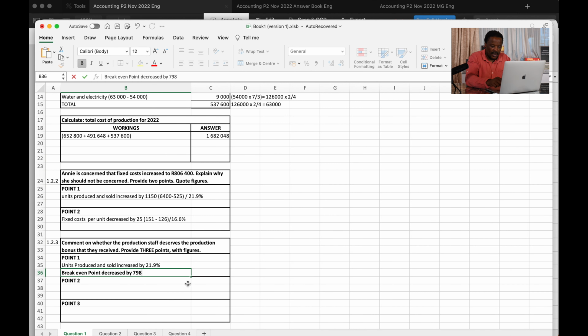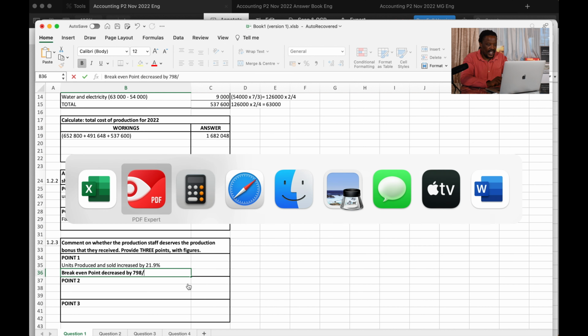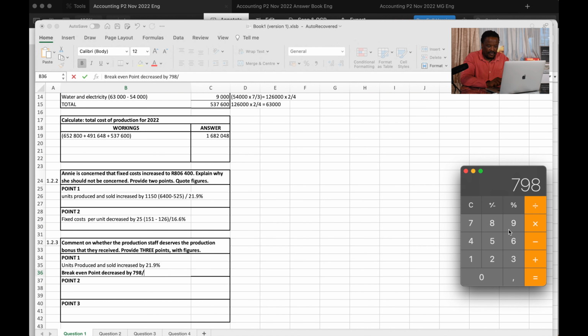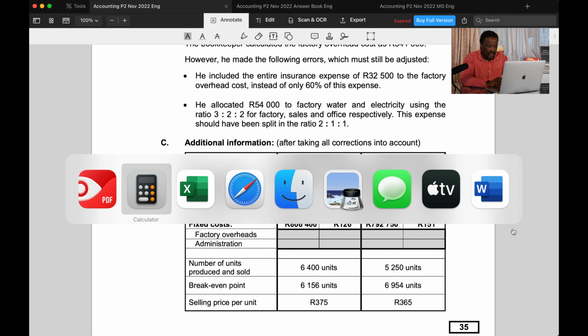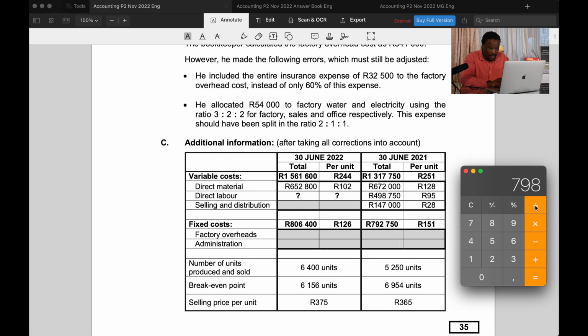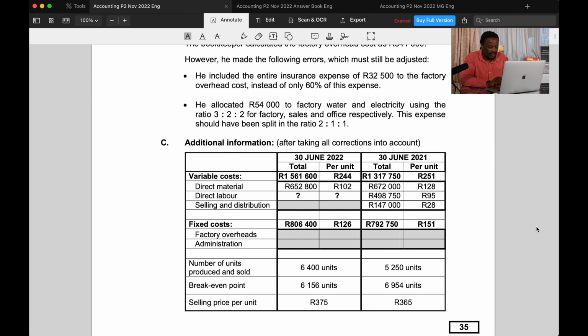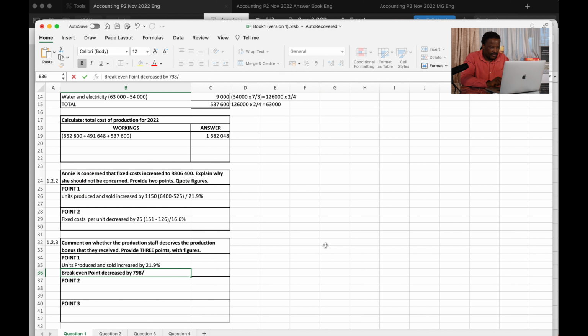798, or you can put the percentage there to say which percentage that 798 is. In terms of percentage, you must divide it by those units last year, which is 6954 units, and it was 11.5%. That's another point that you can mention.